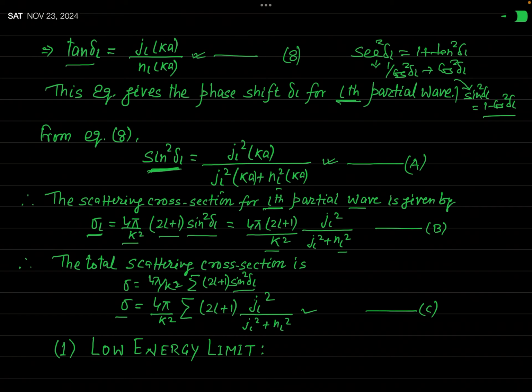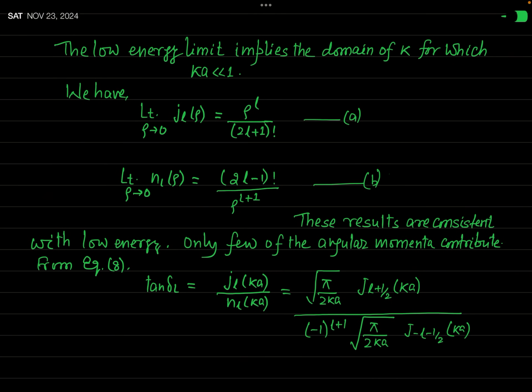But we will discuss here the two limiting cases, and those two limiting cases are actually the most important cases. First one is the low energy limit case. It means we will calculate the total scattering cross section in case of the low energy limit, and after that we will talk about the calculation of total scattering cross section for the high energy limit. Okay, so now let us first of all talk about the calculation of total scattering cross section for low energy limit.